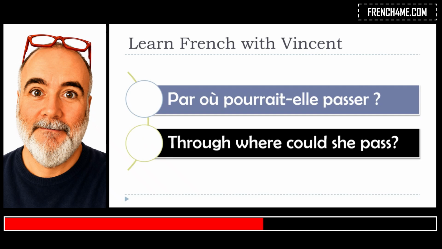Through where could she pass? Par où pourrait-elle passer? Par où pourrait-elle passer?